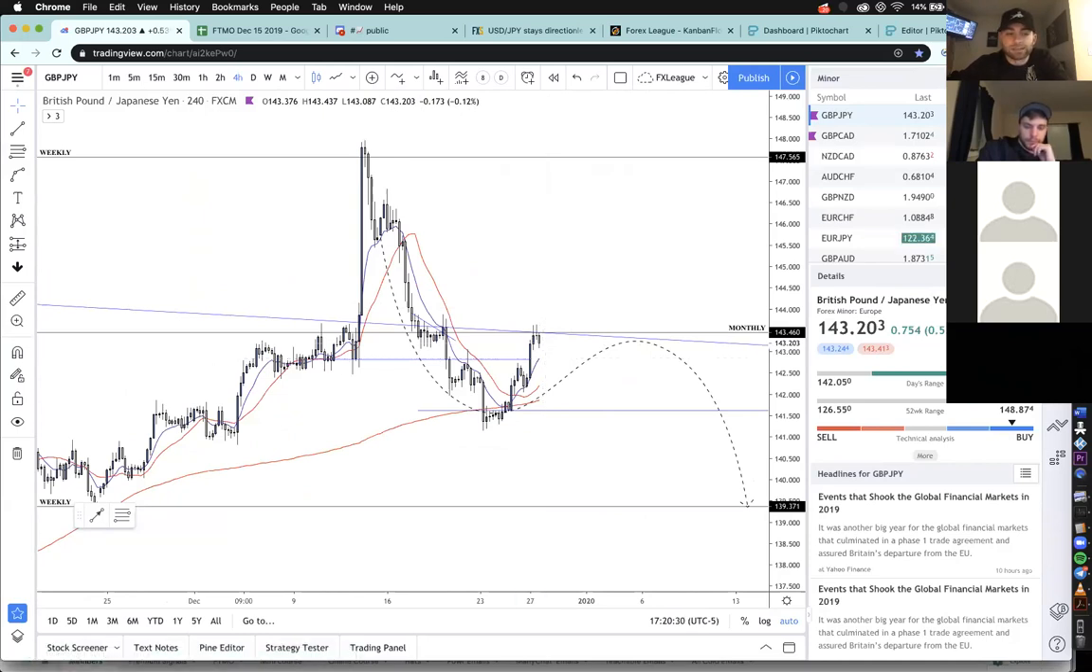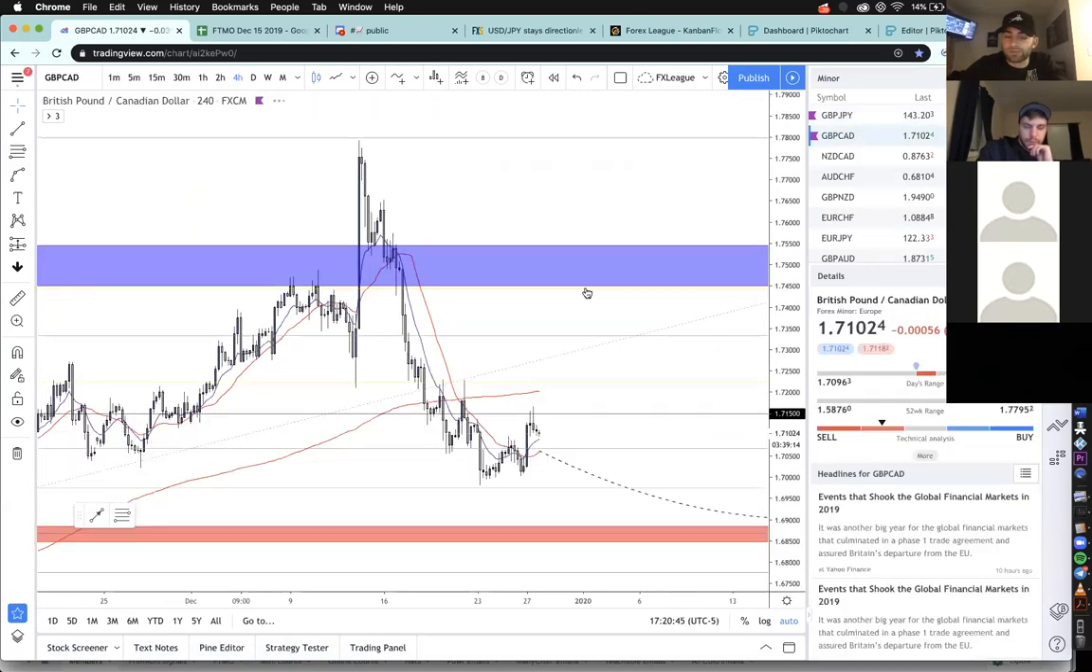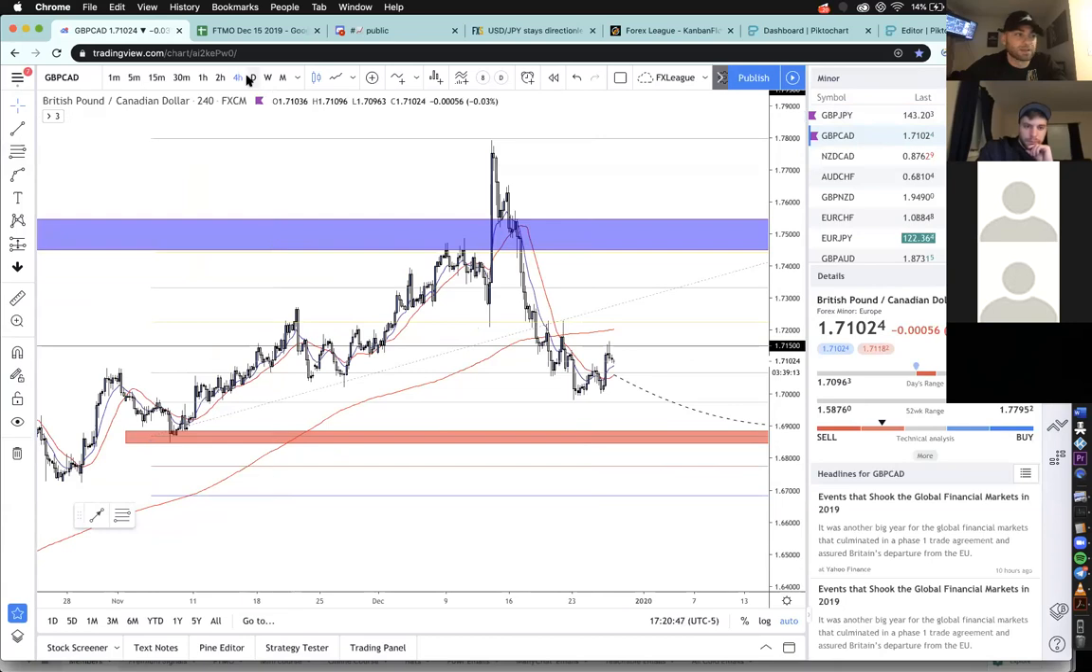And as things play themselves out, when we don't see things as clearly as we'd like, we're just going to wait for some breaks of structure in order to confirm the overall direction. But right now I'm feeling pretty good about GBP pairs. Let's move on to another one, GBP CAD, that I looked at.